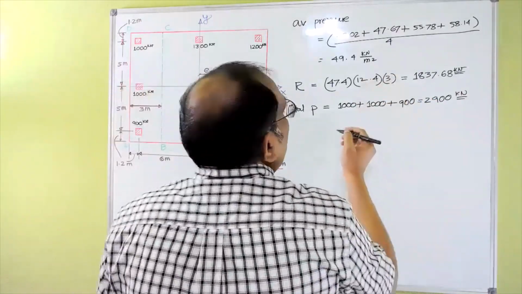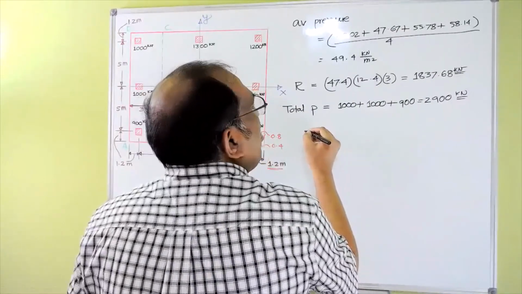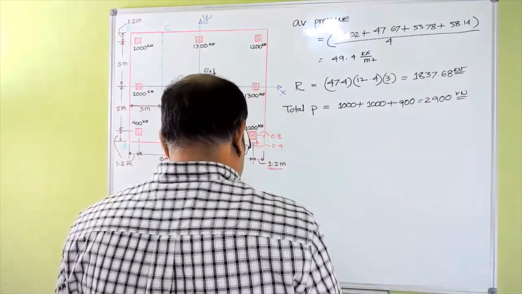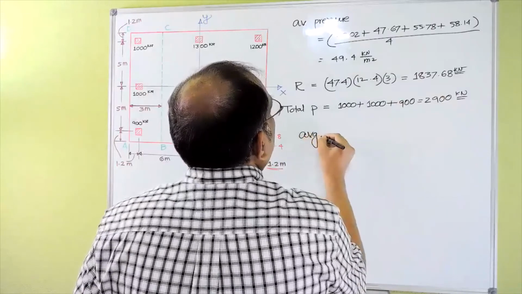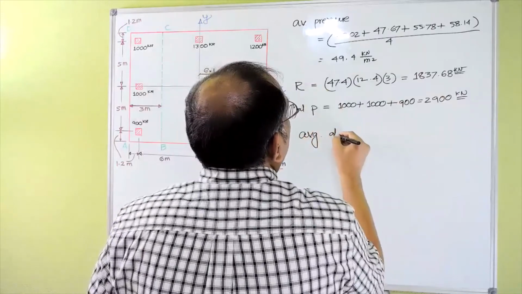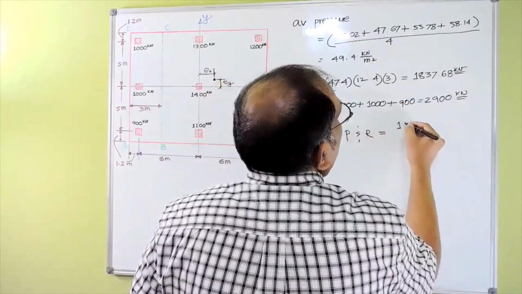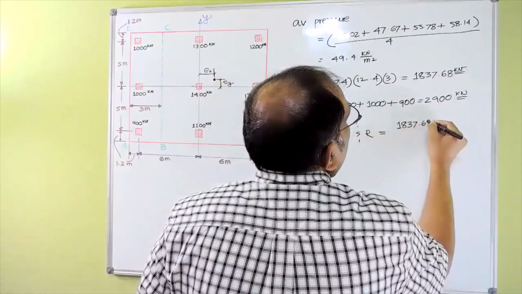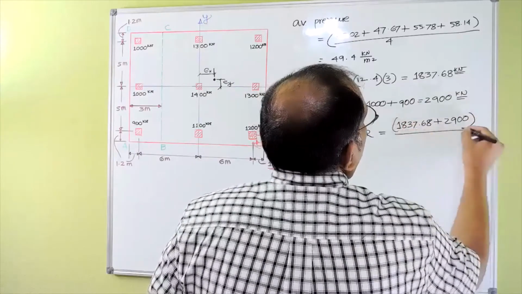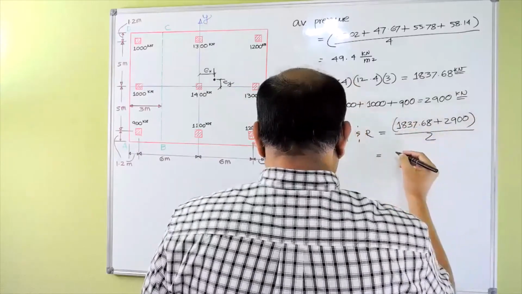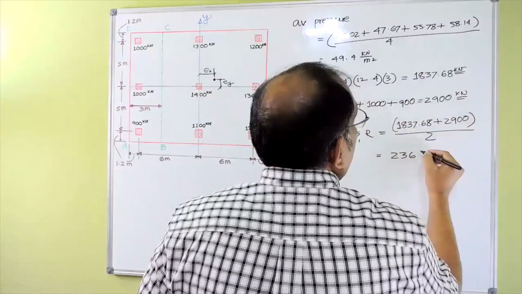So the average of this P and R is basically 1837.68 plus 2900, divided by 2. That's basically 2368.8.